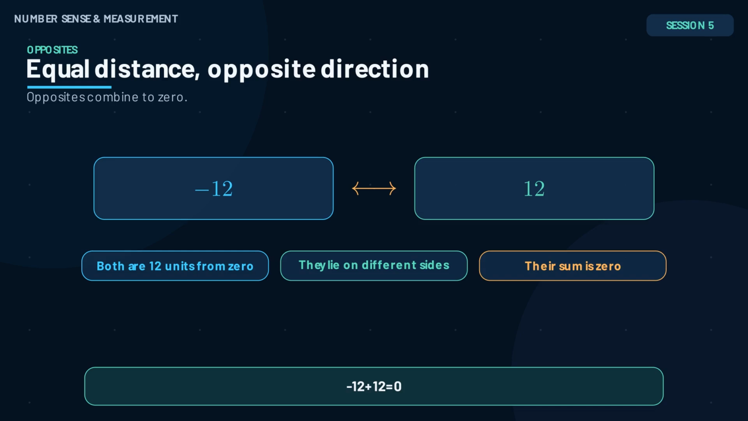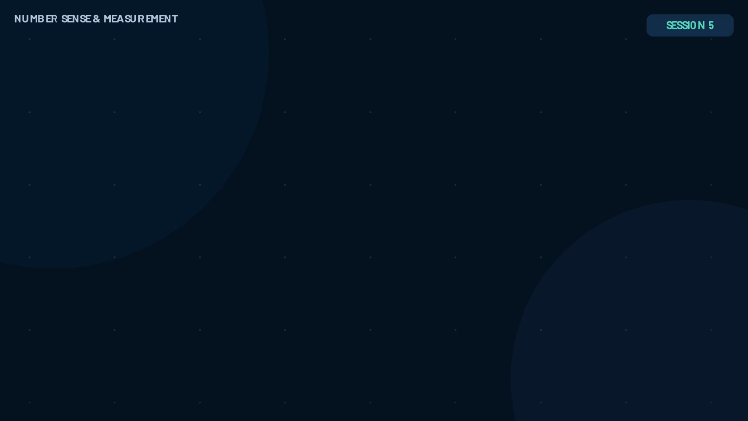Opposites lie the same distance from 0 on different sides. -12 and +12 are opposites. Their sum is 0, so each is the additive inverse of the other. An opposite changes direction. It is not the same operation as taking a reciprocal.